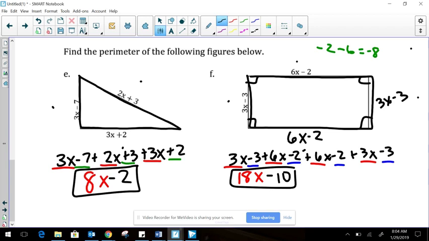Okay, so this is the first lesson. That's it for the adding and subtracting. Make sure you distribute that negative whenever you have a parentheses in front of it, into every term in that parentheses.